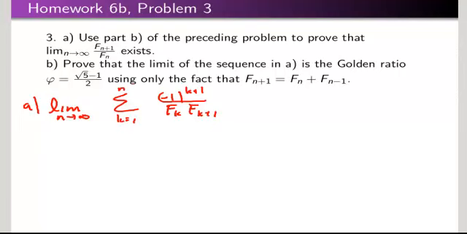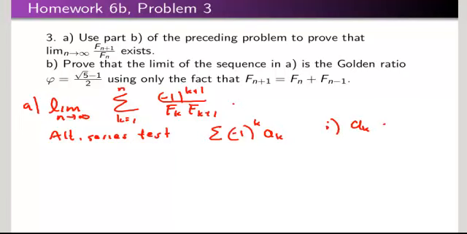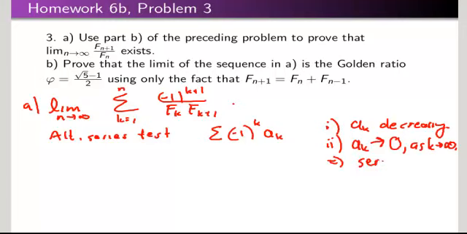So what are we looking at? This is an alternating sum, and so all you need to remember is the alternating series test. You have an alternating series like this, so a_k, and how does the test go? You need two conditions. The a_k need to be decreasing, and the second thing is the a_k need to be going to 0 as k goes to infinity. And that implies the series converges. So just apply that test.